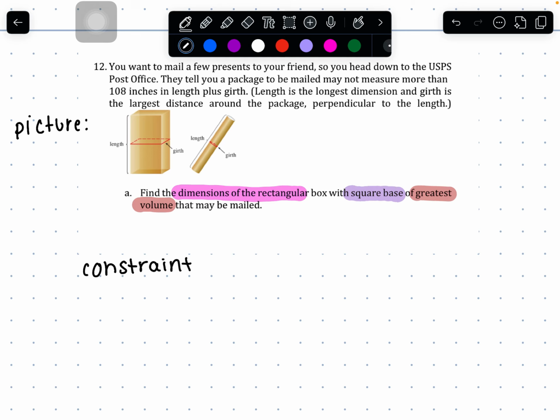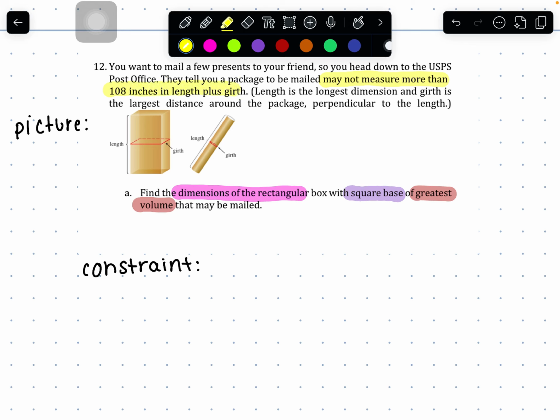to be your constraint, because we need two equations. We need the constraint and the equation to optimize. So the constraint is always going to be given to you. You just have to write an equation. Anytime you see something like "may not measure more than" or "has to be less than," that's always a constraint. It's something that we have to be within to find the greatest of something, right?